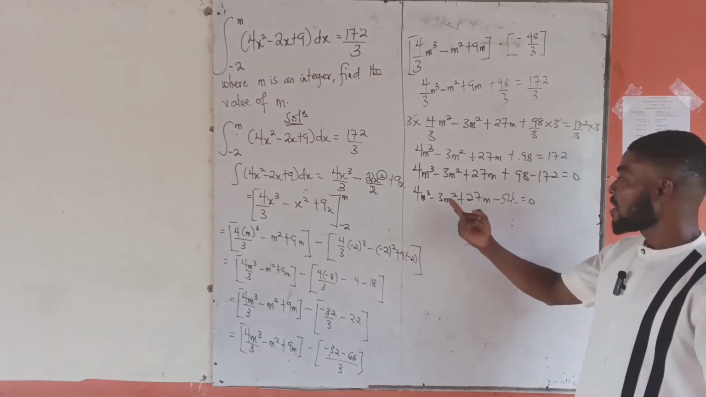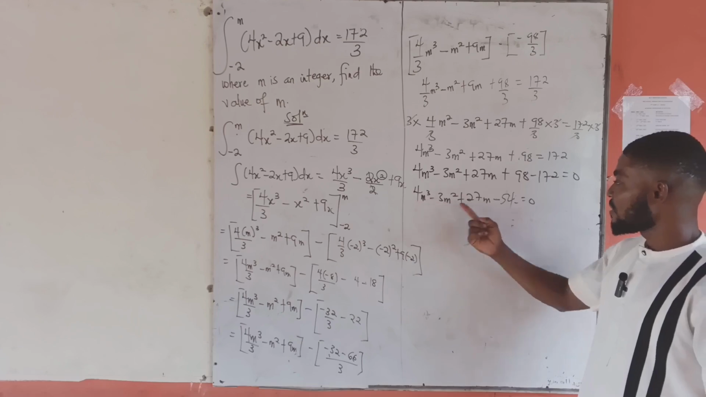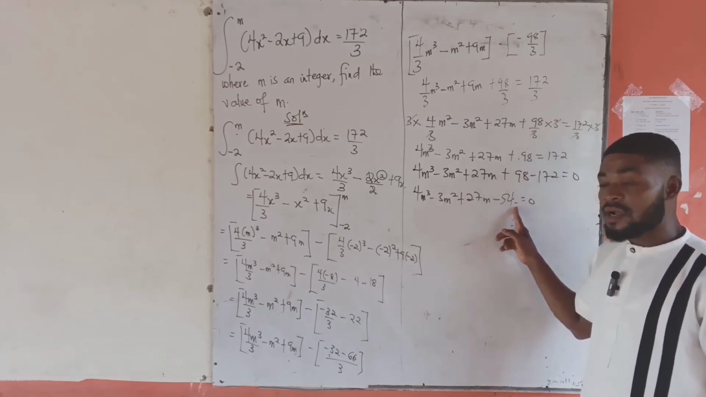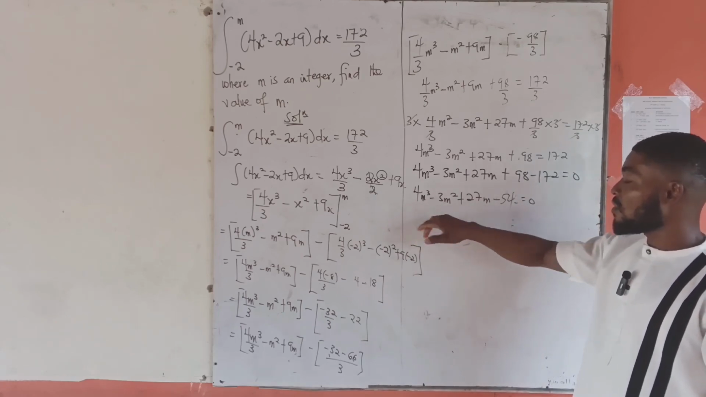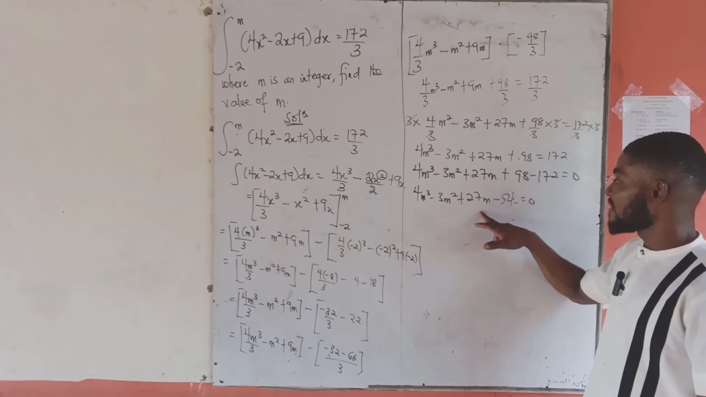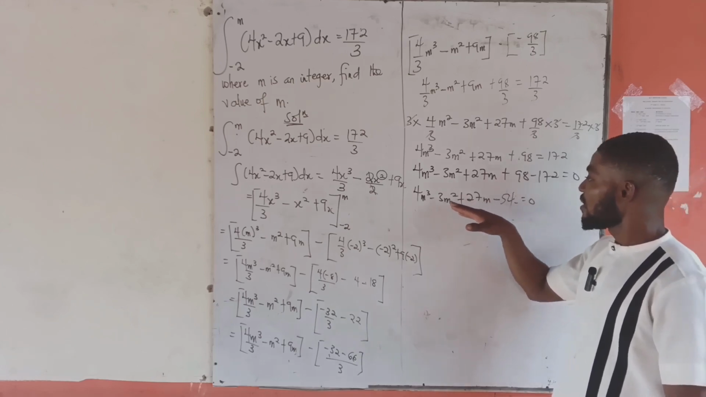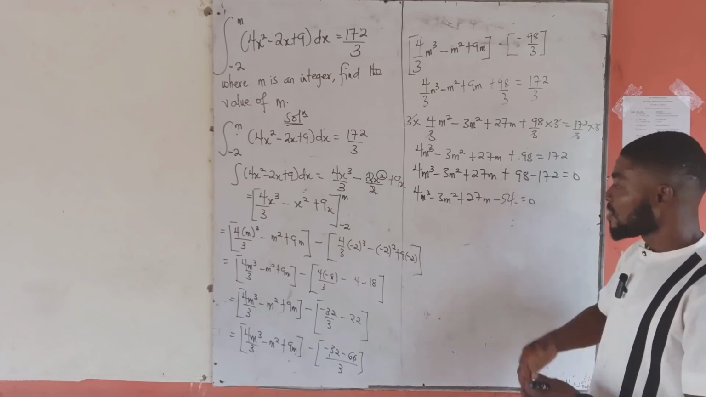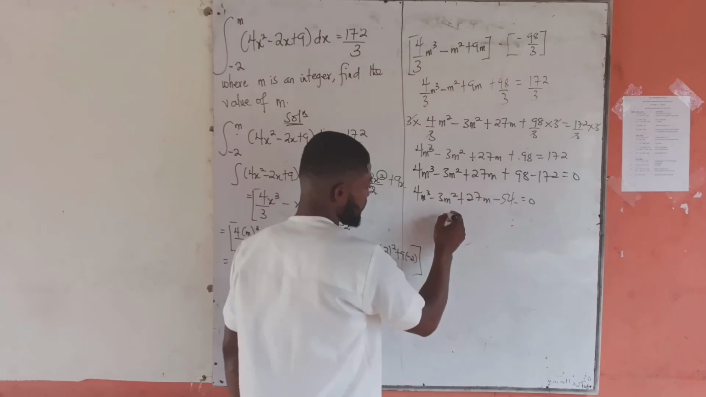So when I put 0 here, this will be 0, 0, 0, but this will be negative 54, which means that 0 will not work out. When I put 1, this would be 4, this will be 3, this will be 27. I don't think when I add 4 and 27, subtract 54, I will get 0. So let me use m is equal to 2.